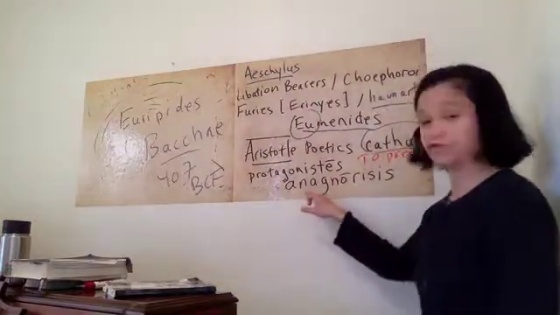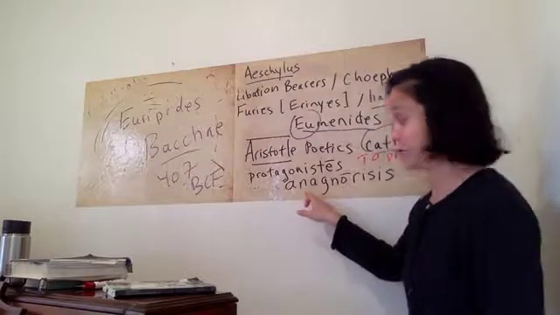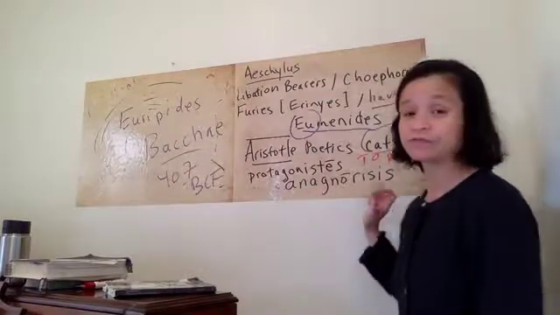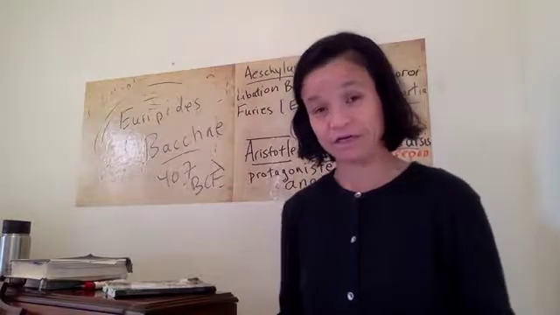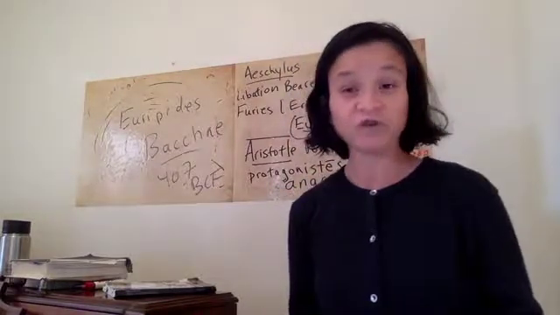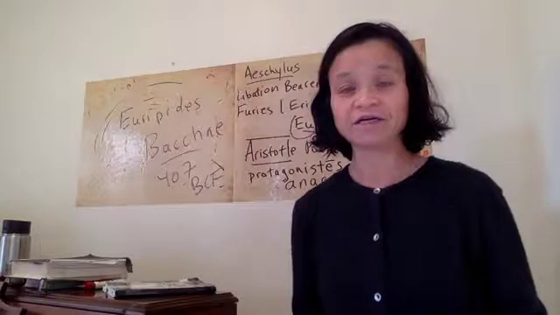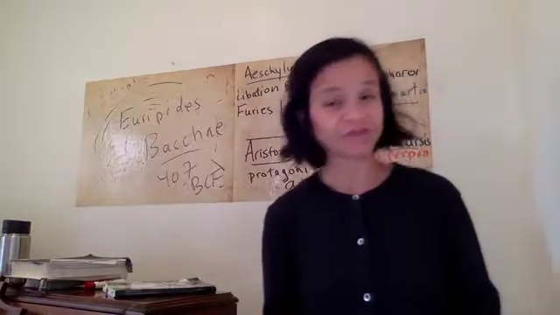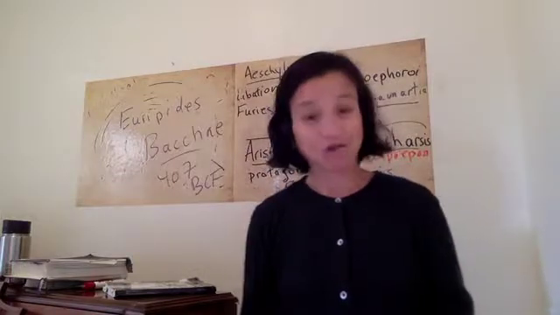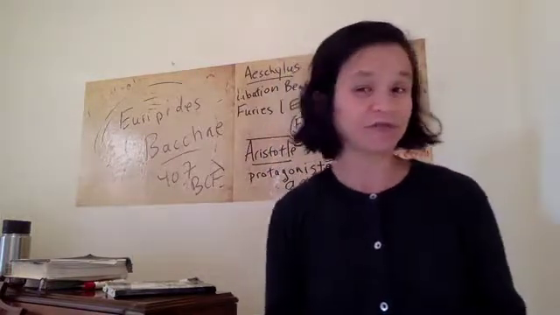This also refers to a term in Aristotle's Poetics, anagnorisis. It means a recognition. It's a moment when a character in a tragedy realizes what is really going on, what is the truth. In the case of the mother of Pentheus, Agave, it's a pretty awful truth. She's killed her own son and is walking around with his head on a stick.